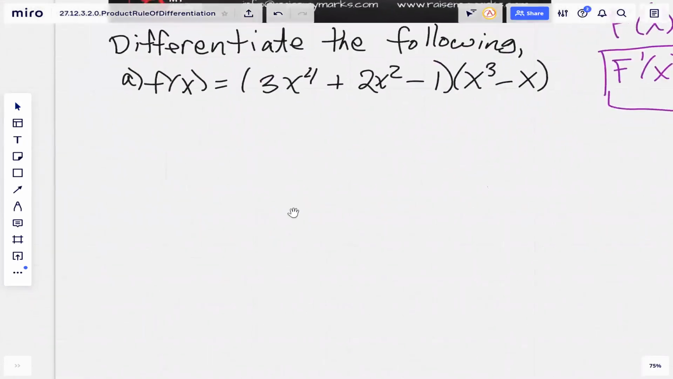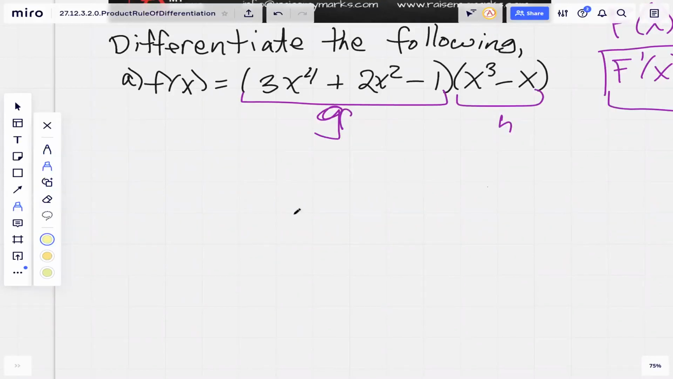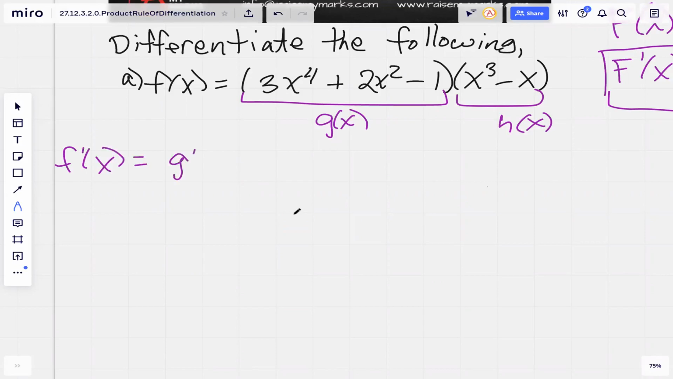So let's start with the first one. We need to identify our two functions. This would be the first. We'll call it G, and the second we'll call H. So we have G of x and H of x. Now we need to find f prime of x, and that equals G prime times H plus G times H prime. Okay, now let's start filling things in.